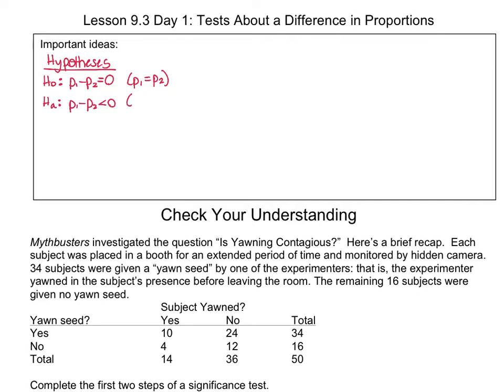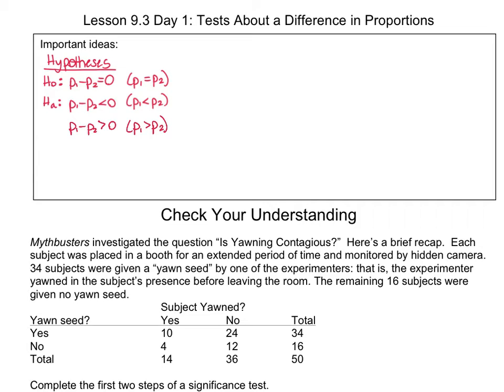And this is another way of saying that P1 is less than P2. Another possible alternative hypothesis is that we have a greater than 0. And this would represent when P1 is greater than P2.